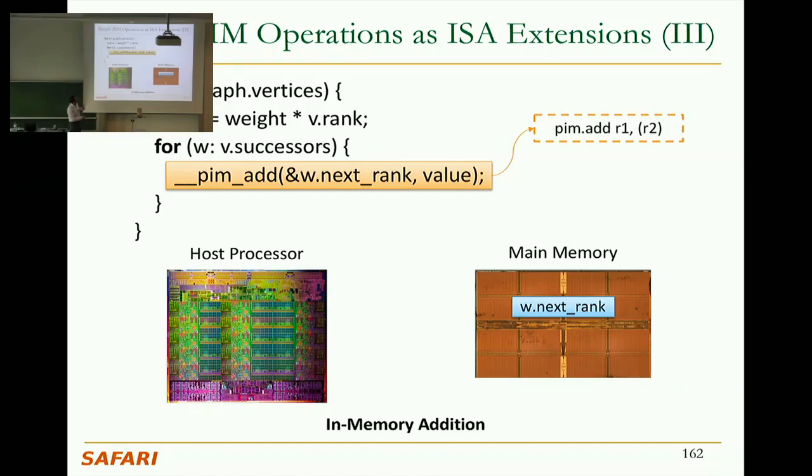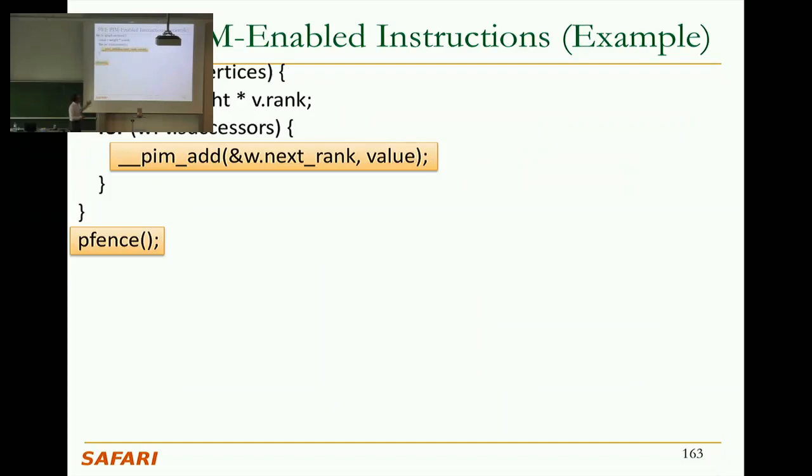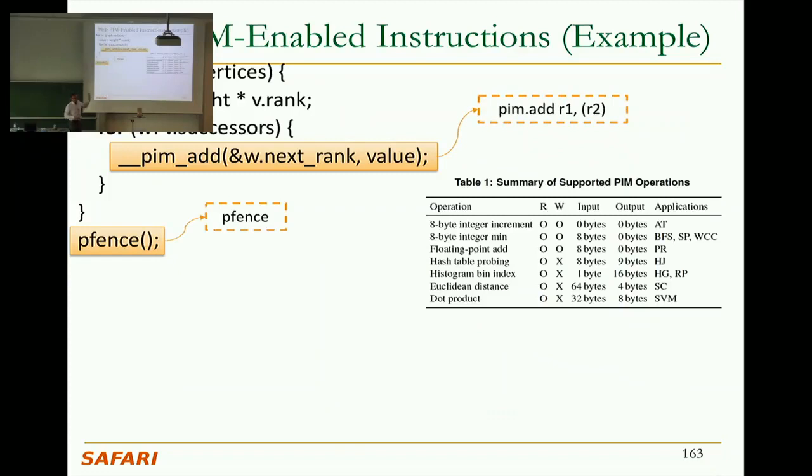Then you essentially are sending only one 8-byte value to the memory, and the memory does the addition. So you basically move 8 bytes as opposed to moving 128 bytes. That immediately saves you 15 out of 16th of your bytes, right? And we show that you can actually gain a lot of performance, and there are different types of instructions that you can add. And this is very practical, actually.